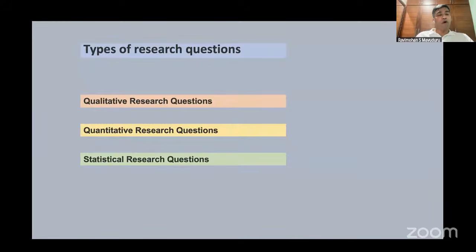Now, what are the types of research questions? Obviously, they could be qualitative. Suppose you're just trying to see the age difference, or what is the incidence of X disease in a particular population. Those will be kind of qualitative research questions. Sometimes the research question could be quantitative. You want to compare a numerical value, let's say the levels of enzymes in one group versus the other. And the statistical research questions would be much more detailed out in the subsequent presentations.